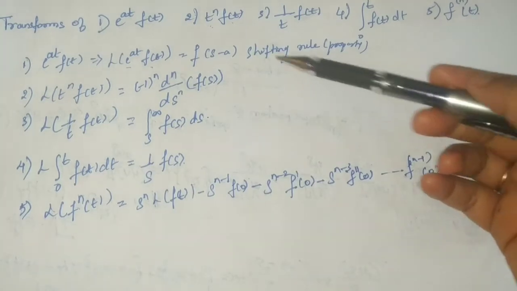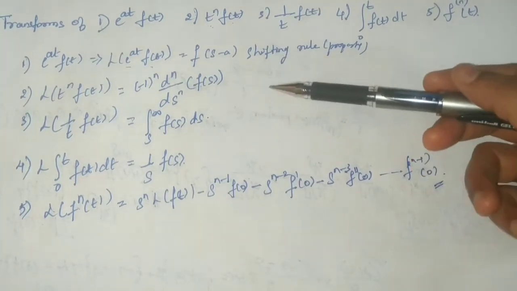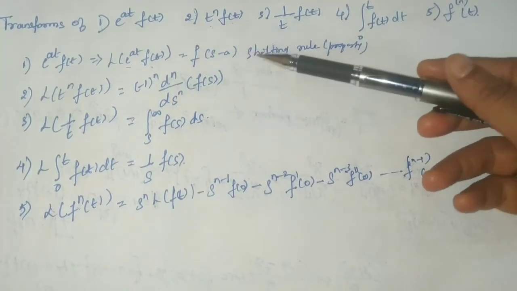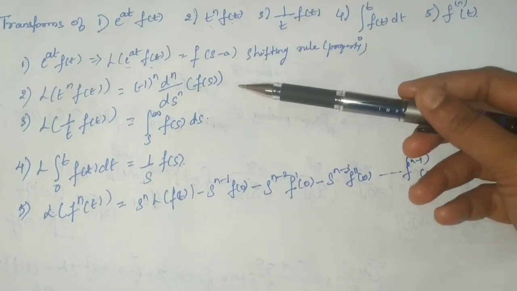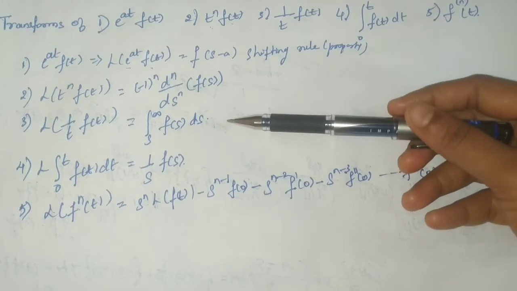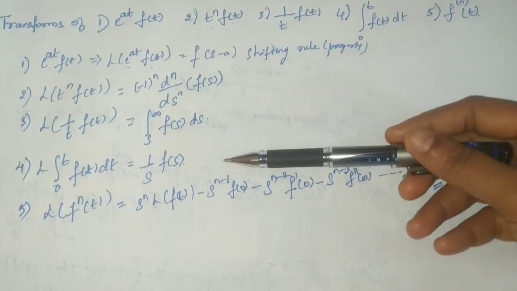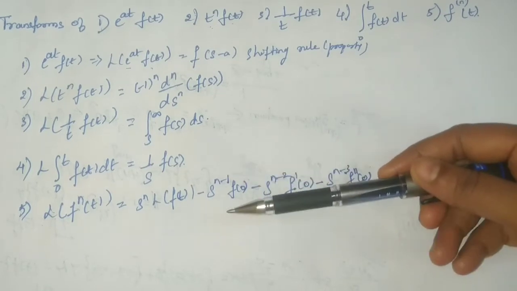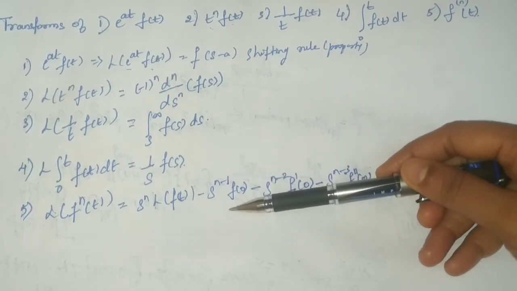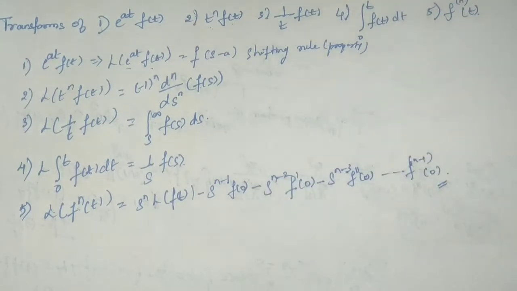So we need to recollect all this formula whenever you have product of functions. First type is product of exponential, second is product of polynomial, third one is reciprocal into function, fourth one is integration with respect to Laplace transform, and fifth one is differentiation of Laplace transform.